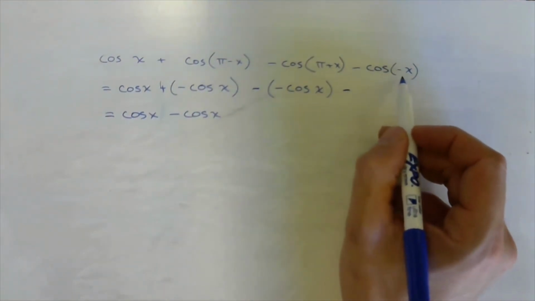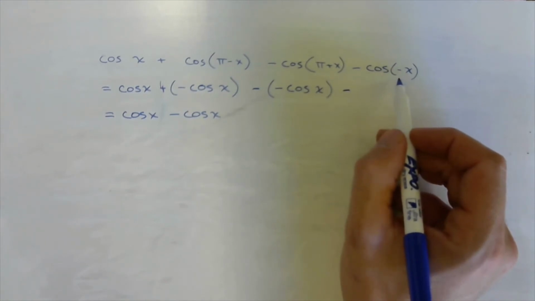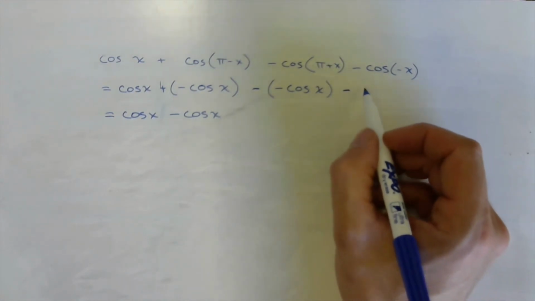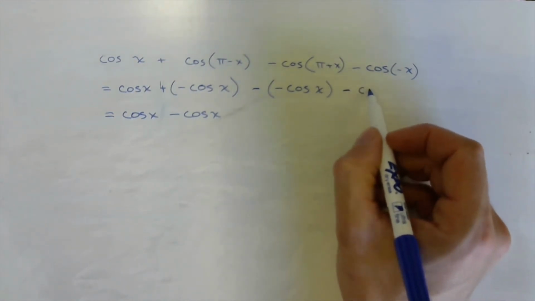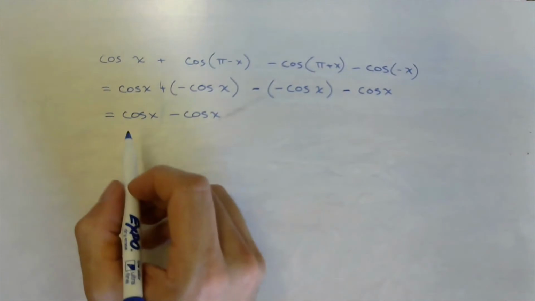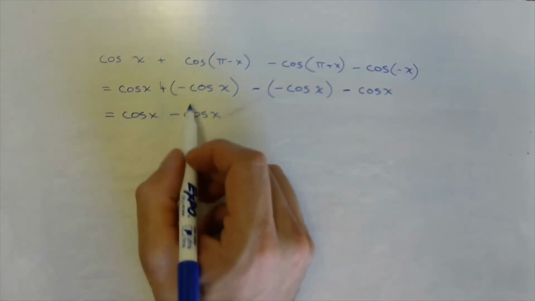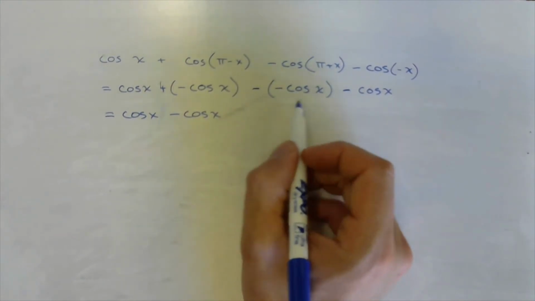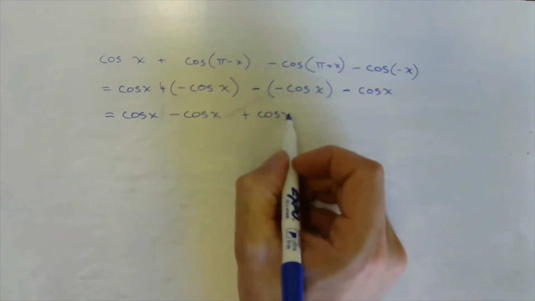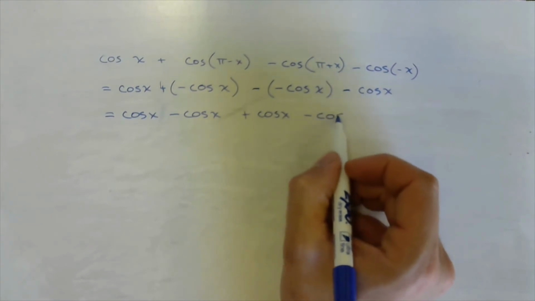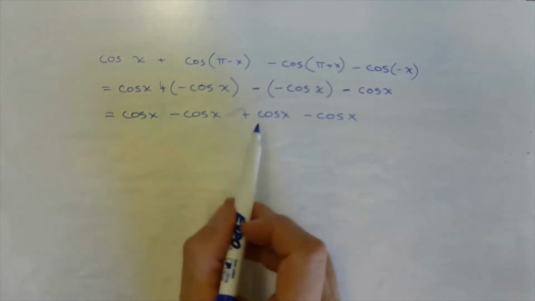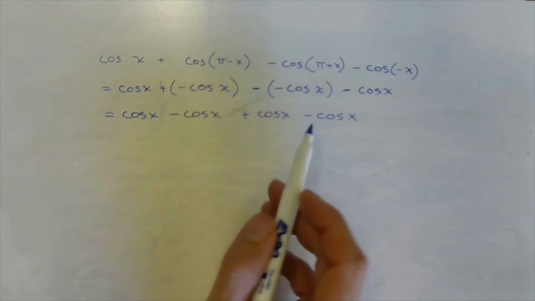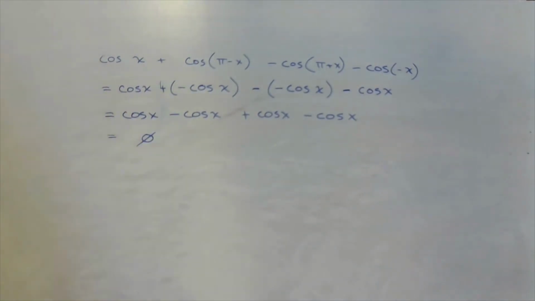And the cosine of negative x, that's our last section. Cosine of negative a is the same as cosine of positive a. So here we've got cosine x. Simplify one step further. I've already done this guy. Negative cosine x minus negative is plus cosine x. And then minus cosine x. What do we end up with? We end up with 2 positives cosine x and 2 negatives cosine x. Well, this thing reduces to 0. Okay?